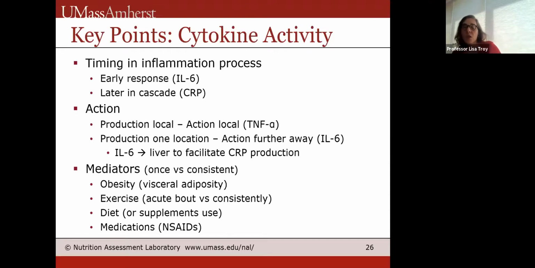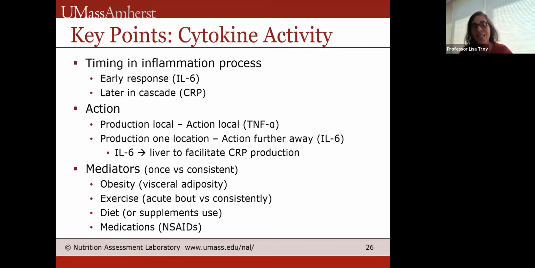Okay, so we're going to do a little bit of summary. I'm going to show you some other data, and hopefully we'll have some time for questions. So what are the key points with cytokine activity? Timing, you want to consider timing. When along the process do you expect to see something? You want to think about the action. Is it going to be local, or is it having kind of this local action, or is it going to impact things further on down the line in the cascade? And then what are the mediators of these?